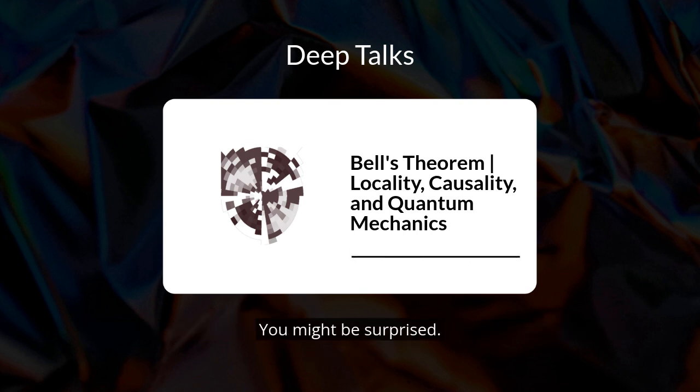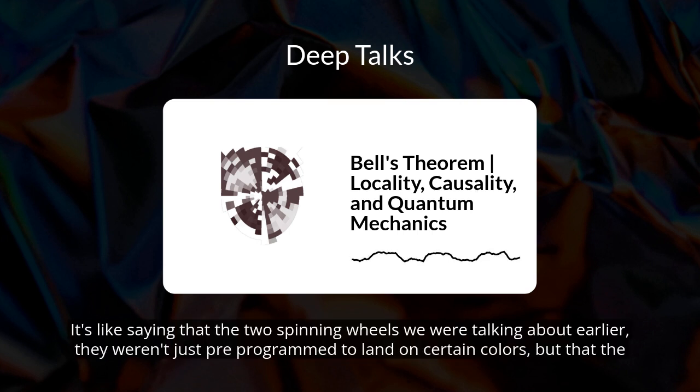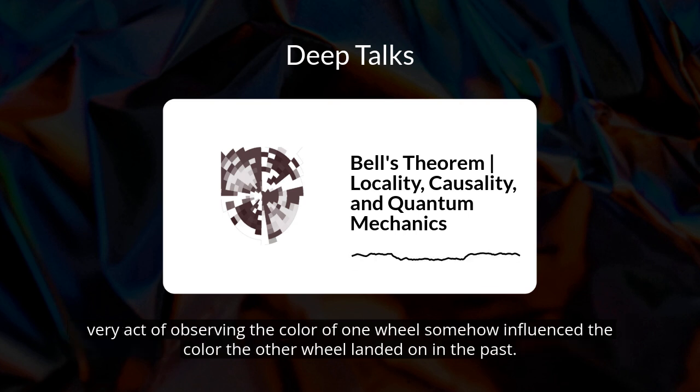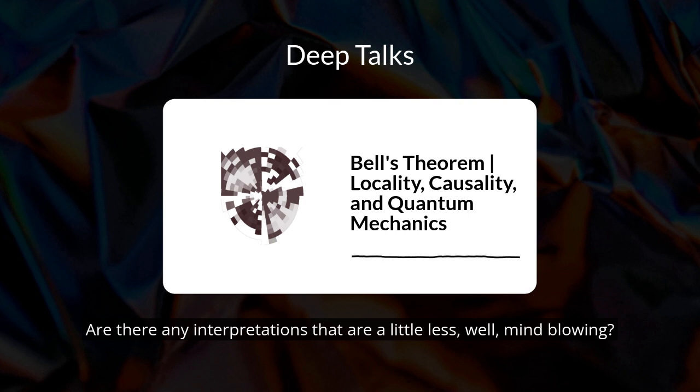You might be surprised. Huw Price, he's a philosopher at Cambridge. He argues that retrocausality might actually offer a more symmetrical and elegant way to understand these quantum correlations. It's like saying that the two spinning wheels we were talking about earlier weren't just pre-programmed to land on certain colors, but that the very act of observing the color of one wheel somehow influenced the color the other wheel landed on in the past. Oh, my brain is doing backflips just trying to wrap itself around that one. Are there any interpretations that are a little less, well, mind-blowing?